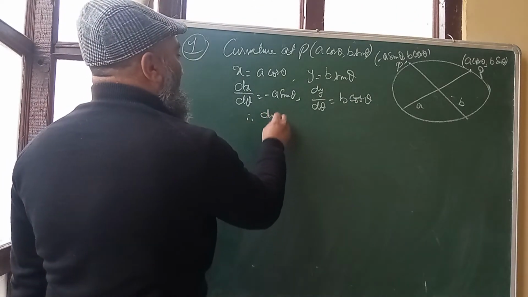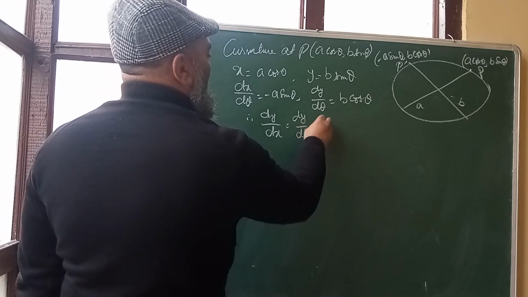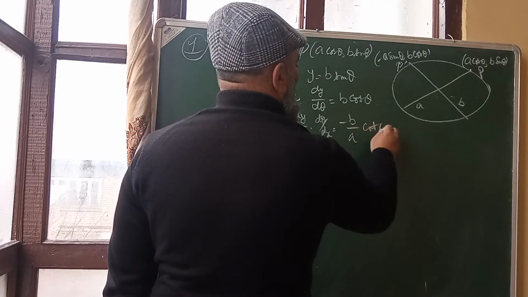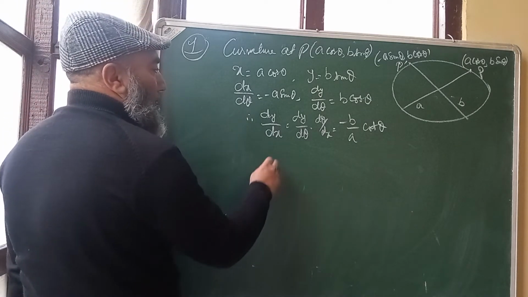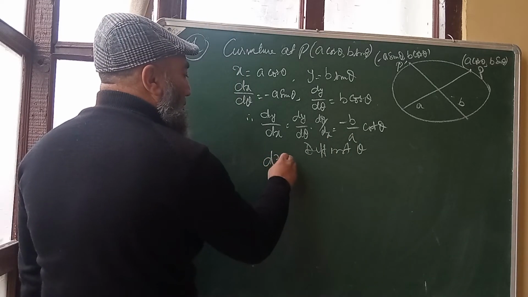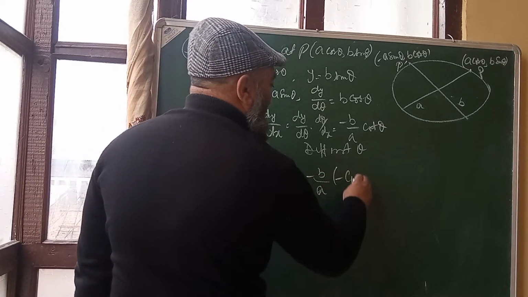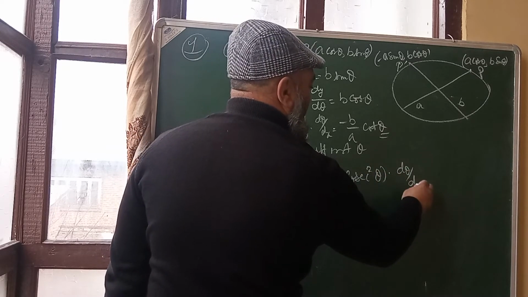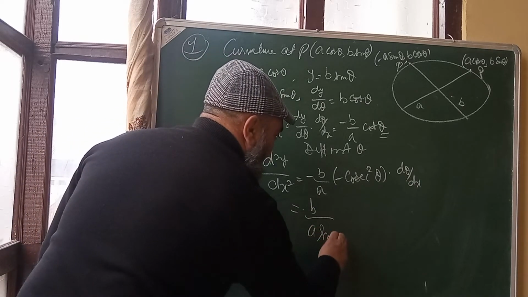Therefore, dy by dx, again by chain rule, is dy by d theta divided by dx by d theta, which is minus B by A cos theta by sin theta. Okay. This is your y1. Now let me differentiate with respect to theta again. I will get y2 as minus B by A. Derivative of cot is minus cosecant square theta. Now theta is a function of x, so d theta by dx. So this is minus B by A, or B by A sin square theta.